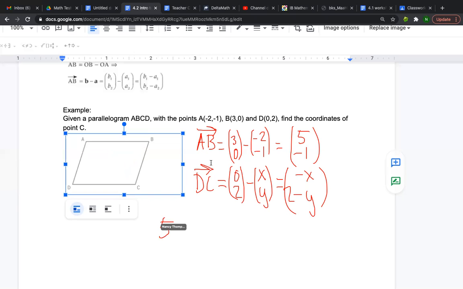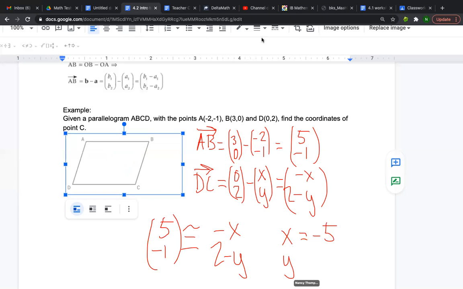So I have 5, -1 is equivalent to -x, 2 minus y. And these are basically two separate equations. So that would mean that x is -5 and y is 3. So now I have my coordinates. In order to write them the same way the problem did, I would say that the final answer is -5, 3. So that's your final answer.